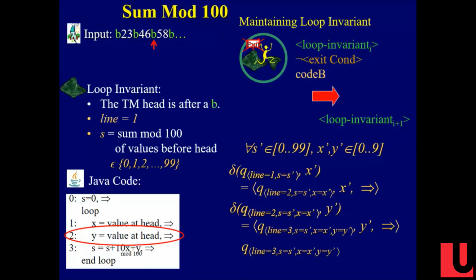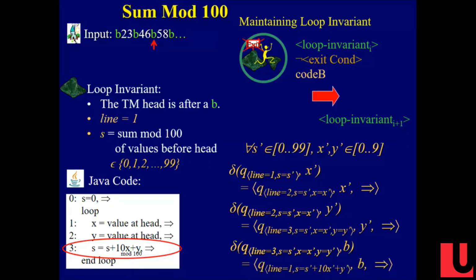What do I do? Well, if I read a character, then I panic. But what we're expecting is a blank. So if I'm in this state and I read a blank, then what state do I go into next? I go into line 1. I forget x and y, and I have a new value for s.